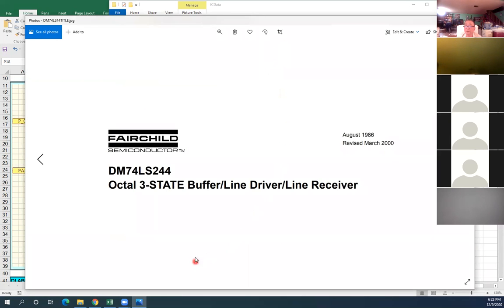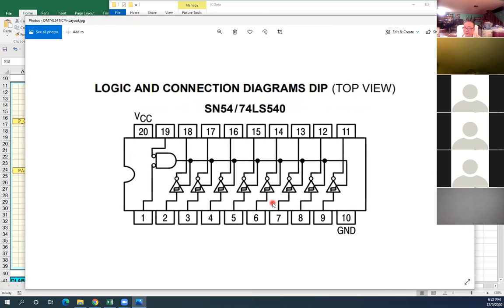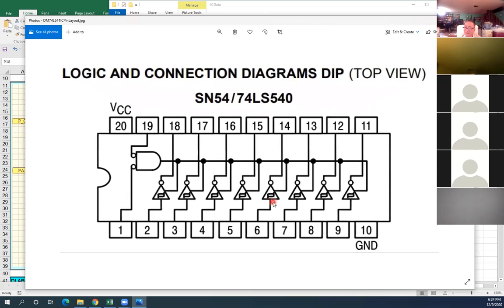Okay, now I try to share with you data from the IC. This is the 244. We just know the 244, and it is made by Fairchild. They say buffer, line driver, and line receiver. This is the inside. You see that? Yes. That means pin 1.